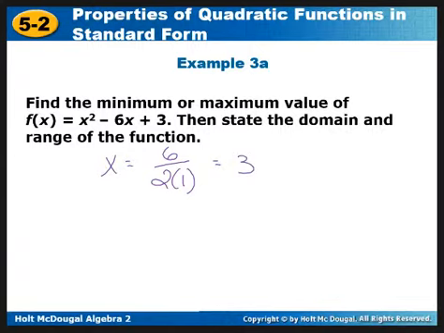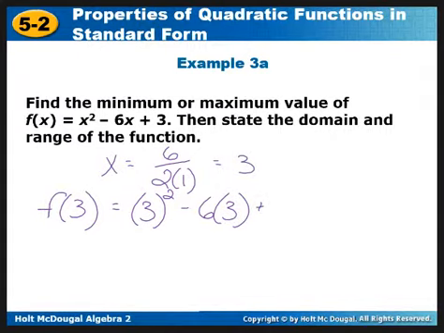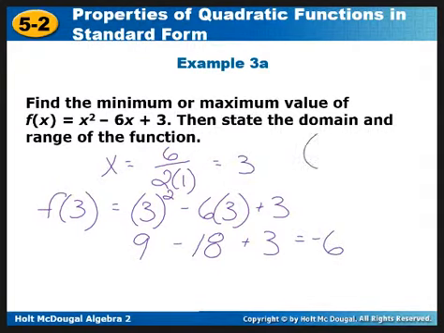Now I have to figure out the other part of my vertex. So I'm going to take that 3 I just found and fill it into the original equation. 3 squared is 9, minus 18 plus 3. So it looks like I'm going to get negative 6 here. So my vertex is (3, negative 6).